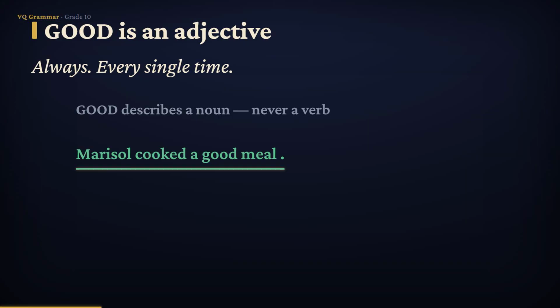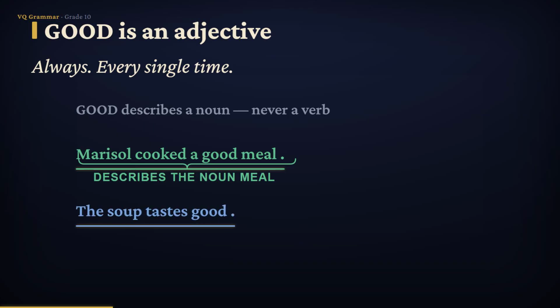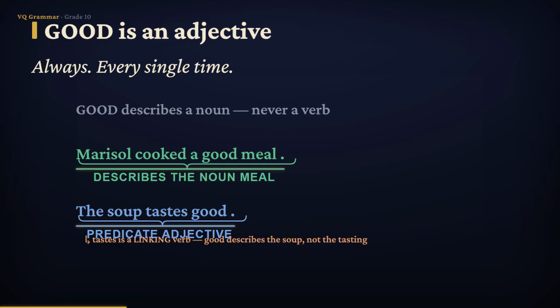Marisol cooked a good meal. Good is describing the meal. What kind of meal? A good one. Job 2. It follows a linking verb and reaches back to describe the subject. The soup tastes good. Now notice something important. Good is not telling us how the soup tastes things. Soup does not taste anything. Taste here is a linking verb, and good is a predicate adjective describing the soup itself. In both jobs, good answers the question, what kind?